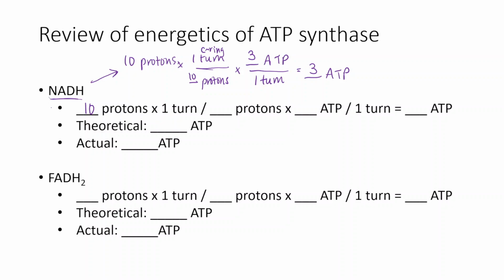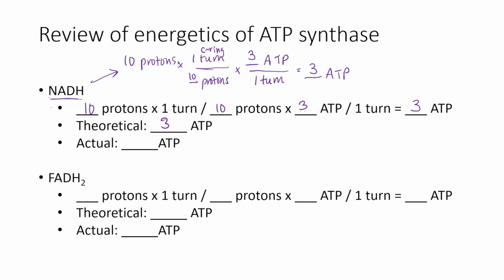Okay, great. So that's our theoretical number. We have 10 protons per turn. We have 3 ATPs per turn. We make, theoretically, 3 ATPs. That's the ideal maximum number you can get, and that's the number you can get by calculation. In real life, we don't get quite as many as you theoretically get.